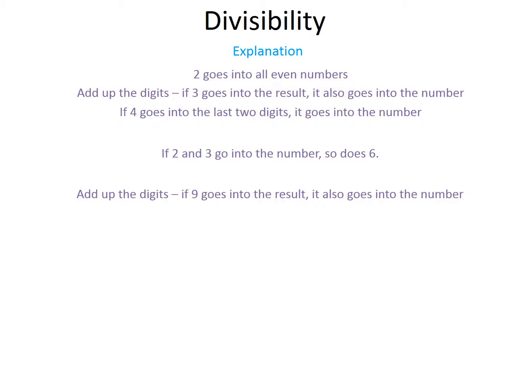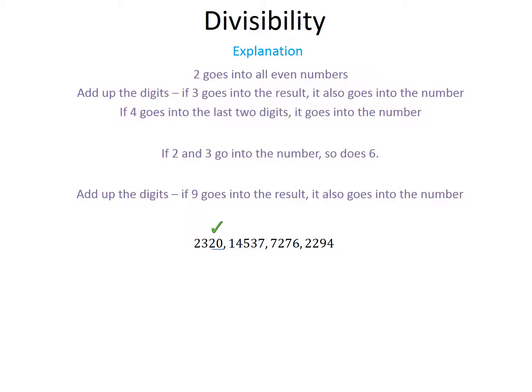The next one is for 4. And what we do with 4 is we check the last 2 digits of the number. So in this 2320, we don't care about the 2 and the 3 at the front. Just check the last 2. If 4 goes into these digits here, so 20, that means it goes into the whole number. And so, does 4 go into 20? Yes, it does. Goes in 5 times. That's where our times tables is useful. Let's give it a tick. The next one, what is that?